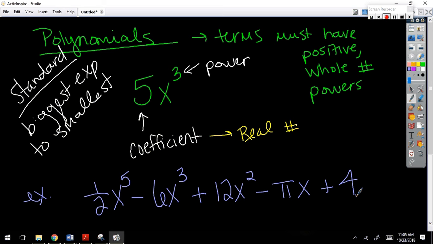What has to be whole numbers, though? Your coefficient. Positive. The powers have to be positive whole numbers. The coefficients just have to be real numbers. Pi is irrational, but irrational is still real, right? We're really just eliminating our imaginary terms there. All right, and all the exponents are positive whole numbers, so yes, this is a polynomial. It is quite a wacky, nasty polynomial, but it's a polynomial nonetheless.